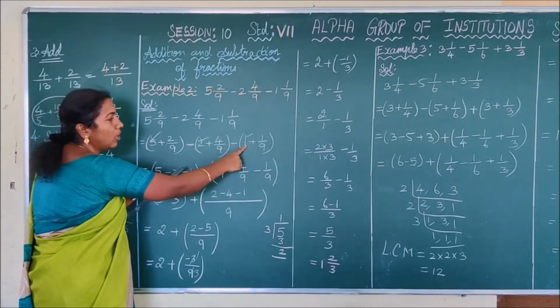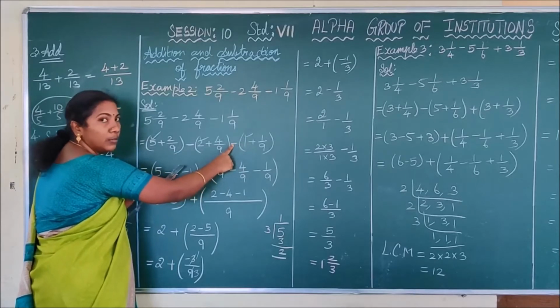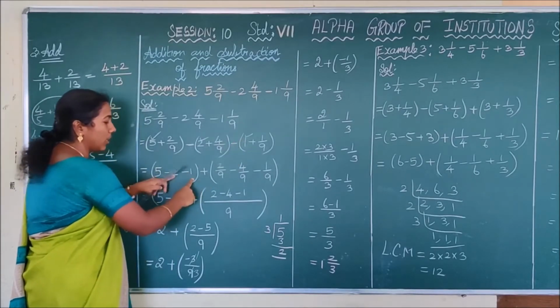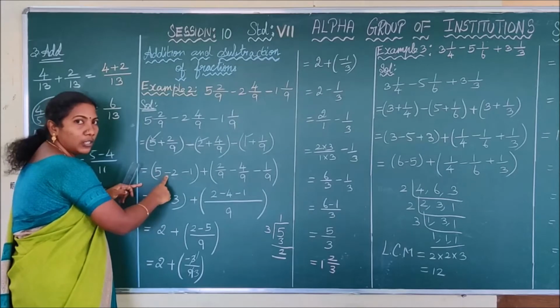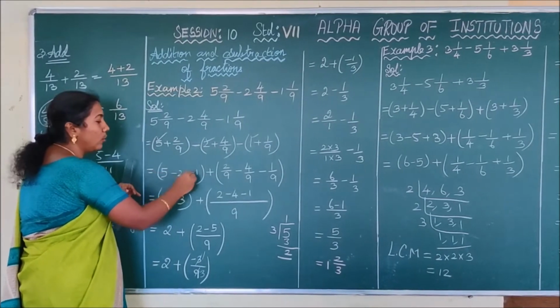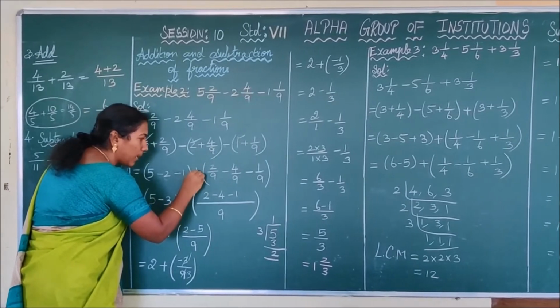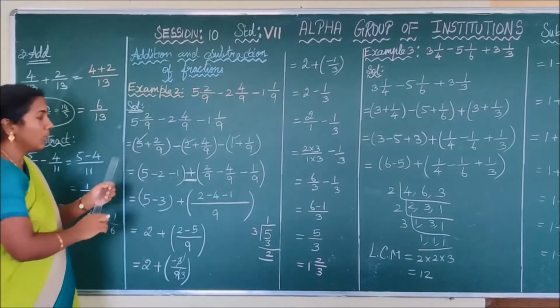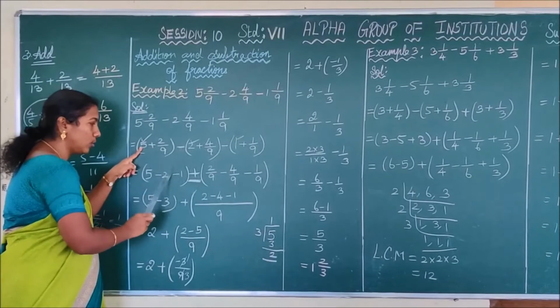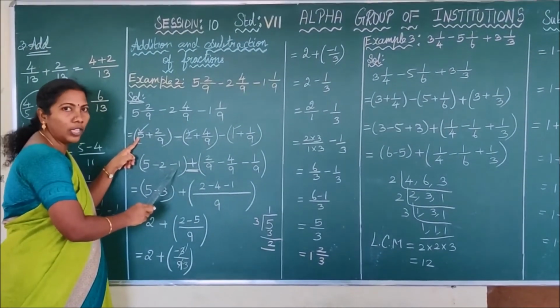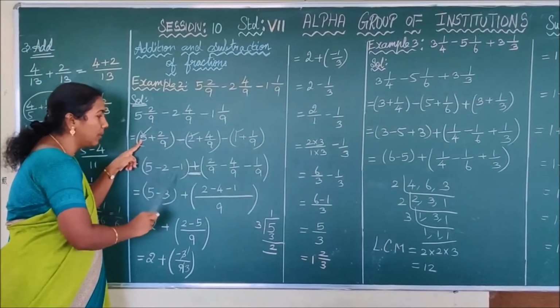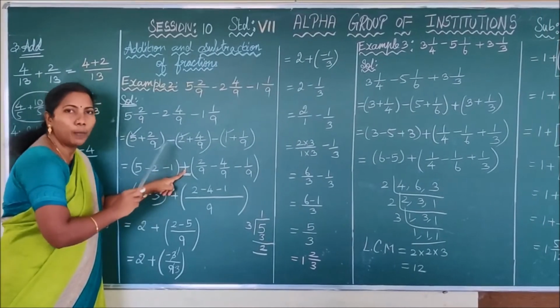And the third whole number is 1. Before that you have the minus symbol, so you have to write it as minus 1. Thus 5 minus 2 minus 1. You have to close the bracket. After that, this is very important: here you have to put the plus symbol. It's clear, children? 5 minus 2 minus 1. Okay? After that, we are closing the bracket and we are putting the plus symbol here.